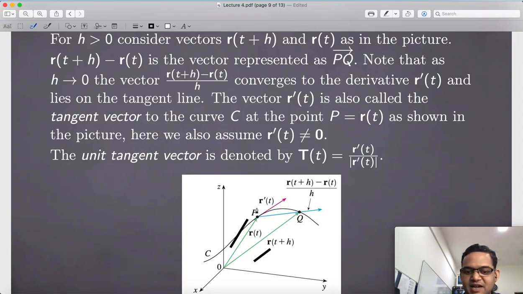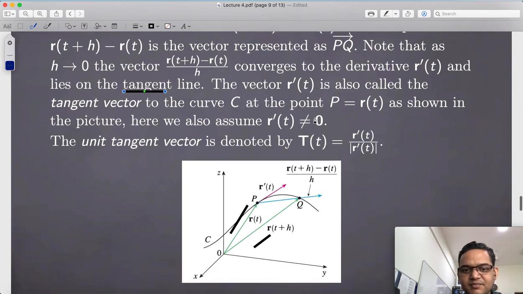So basically r prime of t is going to point in the tangent direction. You know what the tangent line is: you draw a line touching the curve at the point. For this reason r prime of t is also called a tangent vector to the curve C. So r prime of t is going to give you the direction of the tangent line, and this is called the tangent vector r prime of t.